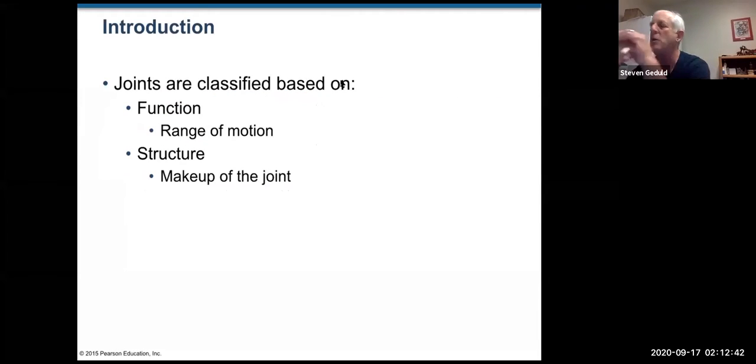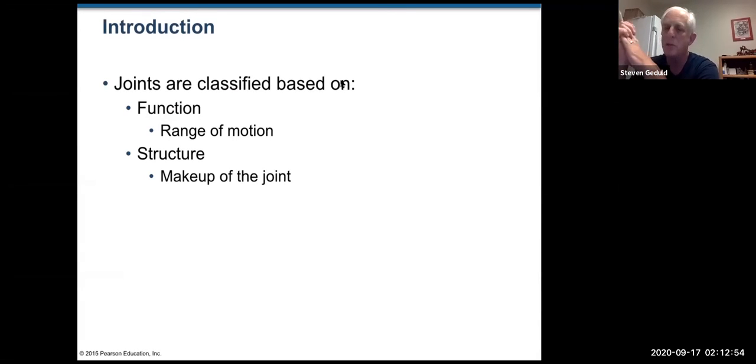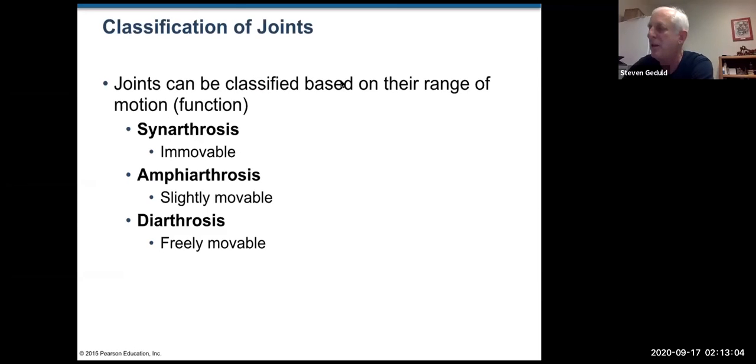So joints are classified based on function and structure. The function is the range of motion, how far you can rotate joints. Structure is what makes up a joint. So we're going to classify our joints based on how they move, what kind of function they have, and what composes them. Joints can be classified on the range of motion. There are three different types. There's synarthrosis, which is an immovable joint. There's amphiarthrosis, which is a slightly movable joint. And there's diarthrosis, which is a freely movable joint.